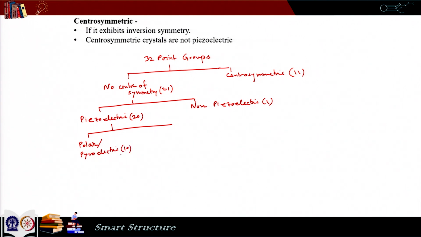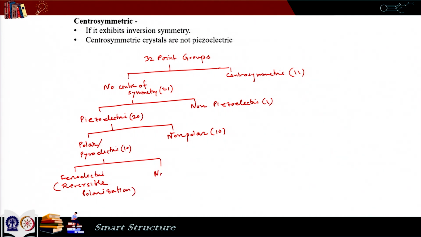What it means, we will see after some time. And 10 are non-polar. Again, out of those 10 polar, we have some as ferroelectric. In ferroelectric, the polarization is reversible, and some have non-reversible polarization.